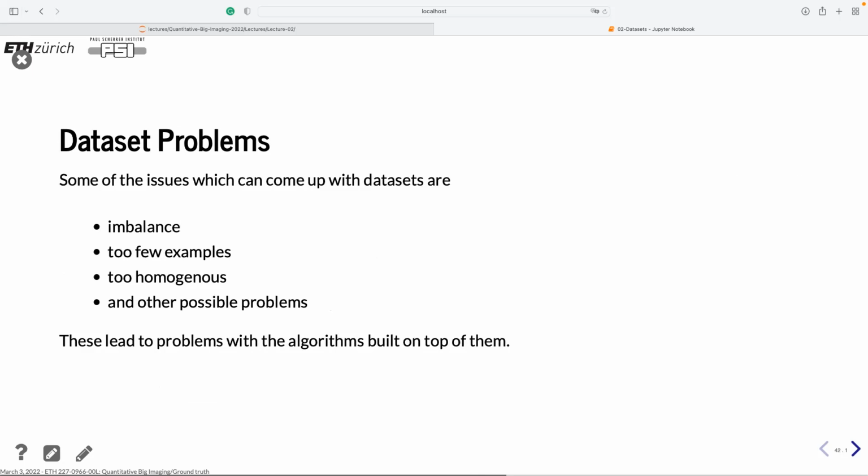And then there are the problems with all the data sets. One I have mentioned already is imbalance. You can have too few examples. Sometimes you only have one or two because the beam time didn't allow you to get more. It can also be that they are too homogeneous. There are not sufficiently many variations. And yeah, we are talking about experiments, so a lot of problems can come up. And of course, when you do the analysis, those problems propagate.